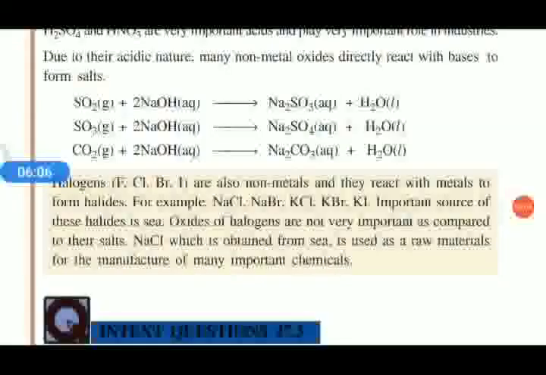Halogens, meaning fluorine, chlorine, bromine, iodine, are also non-metals and react with metals to form halides. NaCl, NaBr, etc. These are important sources of halides in the sea. These halides are important salts. We know NaCl, the common salt we use, which is very important in our daily life.